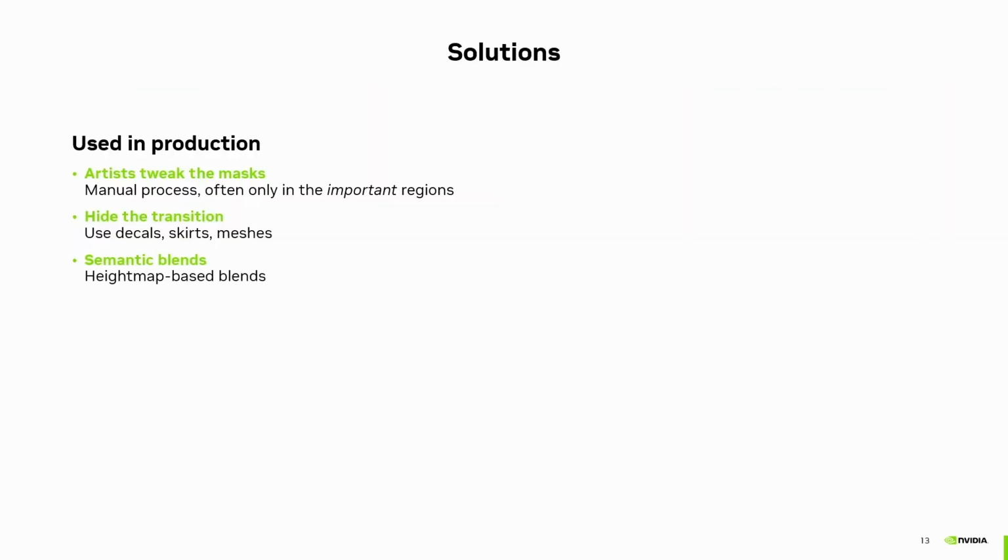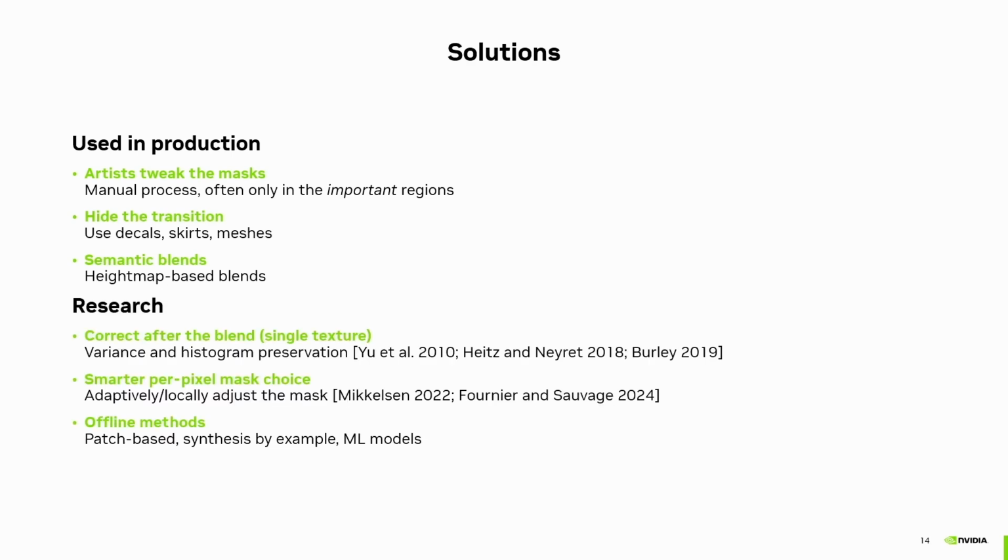In production, artists tweak stuff until it looks good. It's a manual process, sometimes they focus only on important regions. They use decals, skirts, and meshes to hide transitions or semantic blends. Meanwhile, research looks at addressing this problem either with methods for a single texture, like this correction after blend, smarter per pixel mask choices, or offline methods such as patch-based synthesis by example, or recently deep learning models.